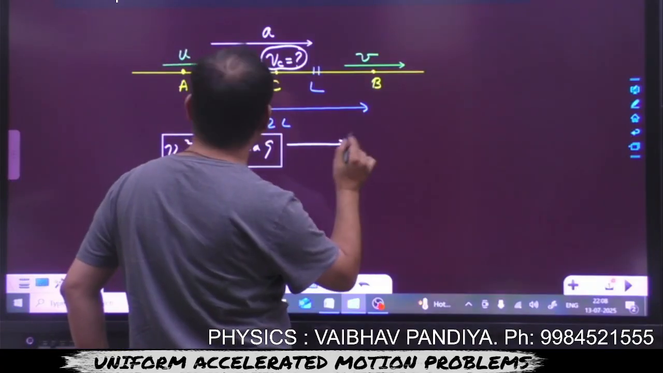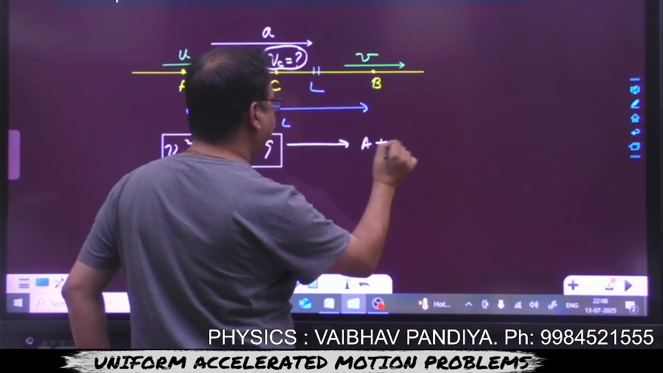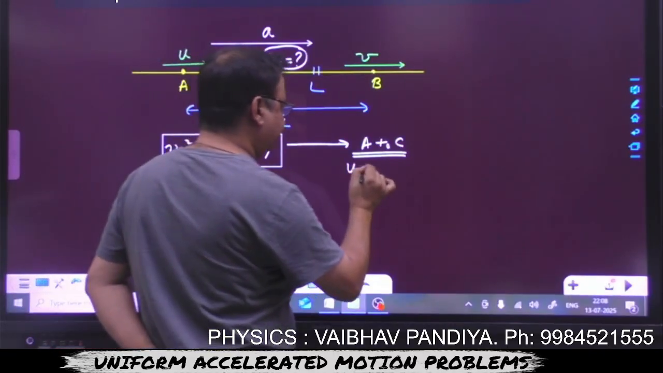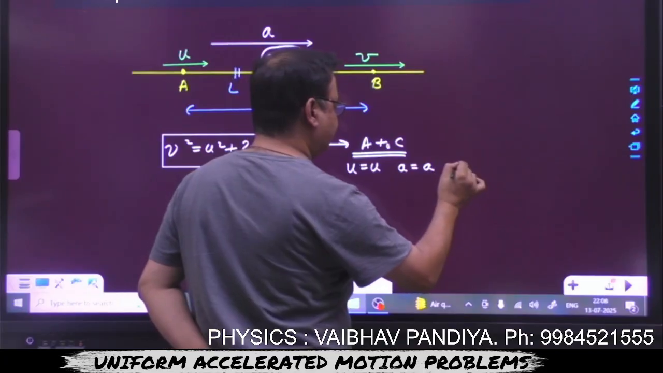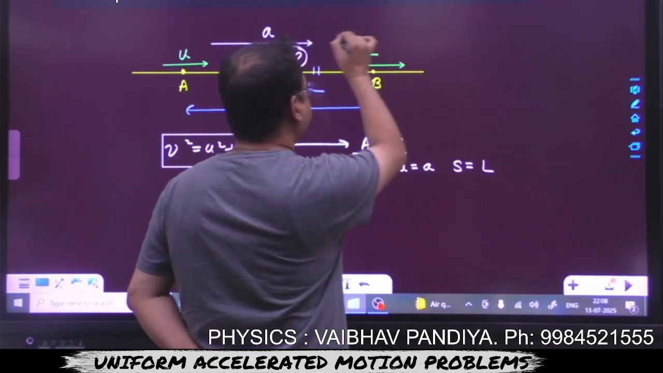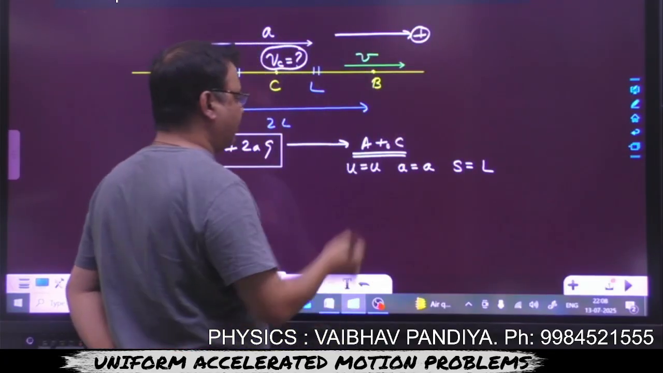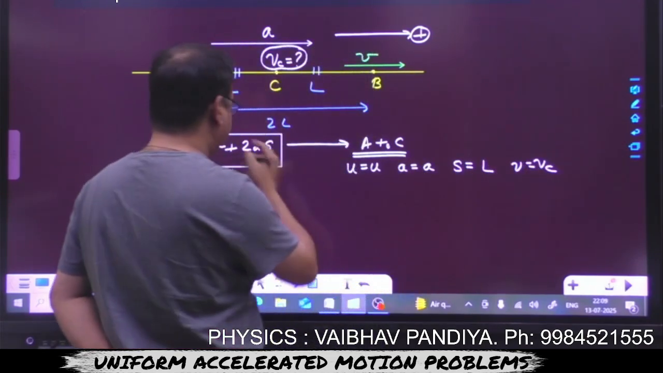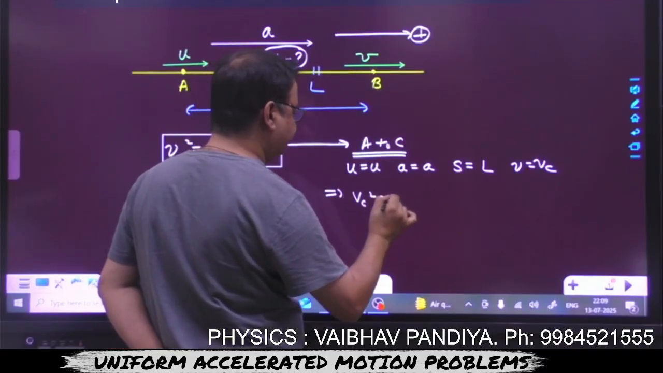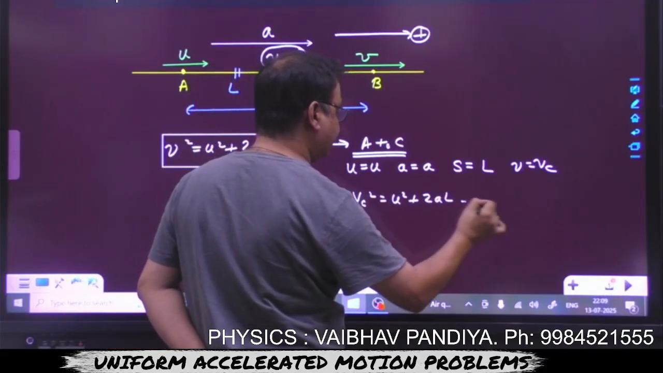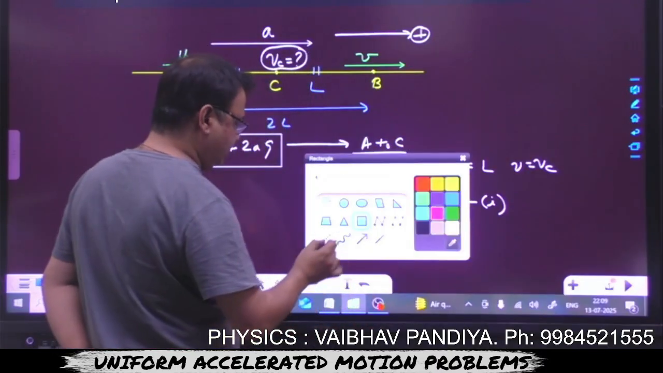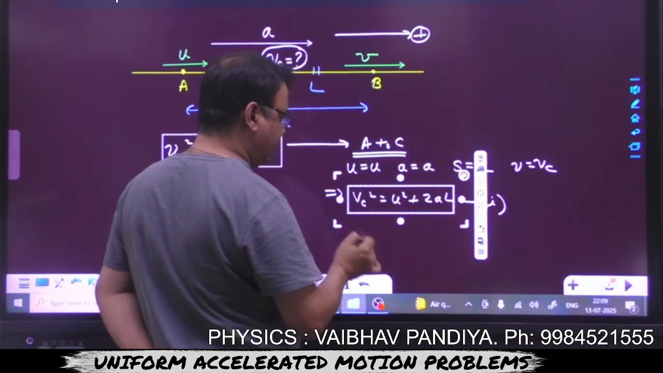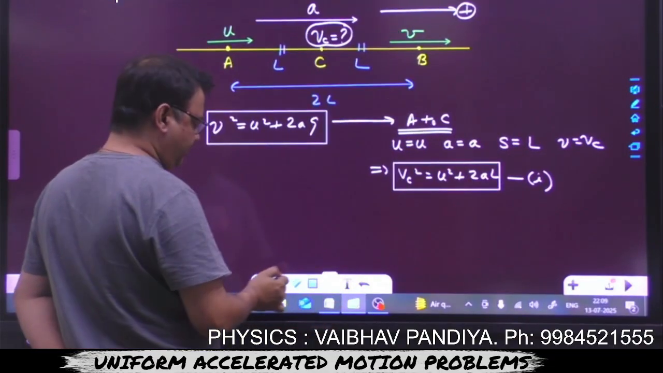So applying this equation from A to C, in the segment A to C, the initial speed is u, the acceleration is a, the displacement is L. I am taking this side as the positive axis, and it's a 1D motion, so no need to put the vector sign. And the final velocity is vc. So applying this equation, I get vc square is u square plus twice of aL, correct? Let it be equation number 1. This is the relation we got between vc and u from A to C.